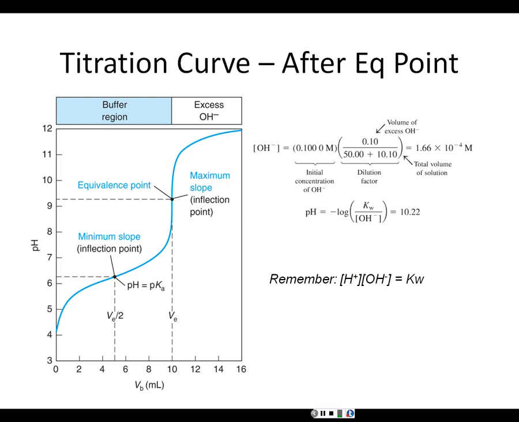We can look at the initial concentration of the strong base. We know that it's now diluted as we add it. So we look at the volume of excess base that's added over the total volume now, and we can get a concentration of OH minus. We can get the pH from that by remembering the Kw equation. And so we can go from OH minus concentration to H plus concentration, plug that into the pH, and get a pH value.